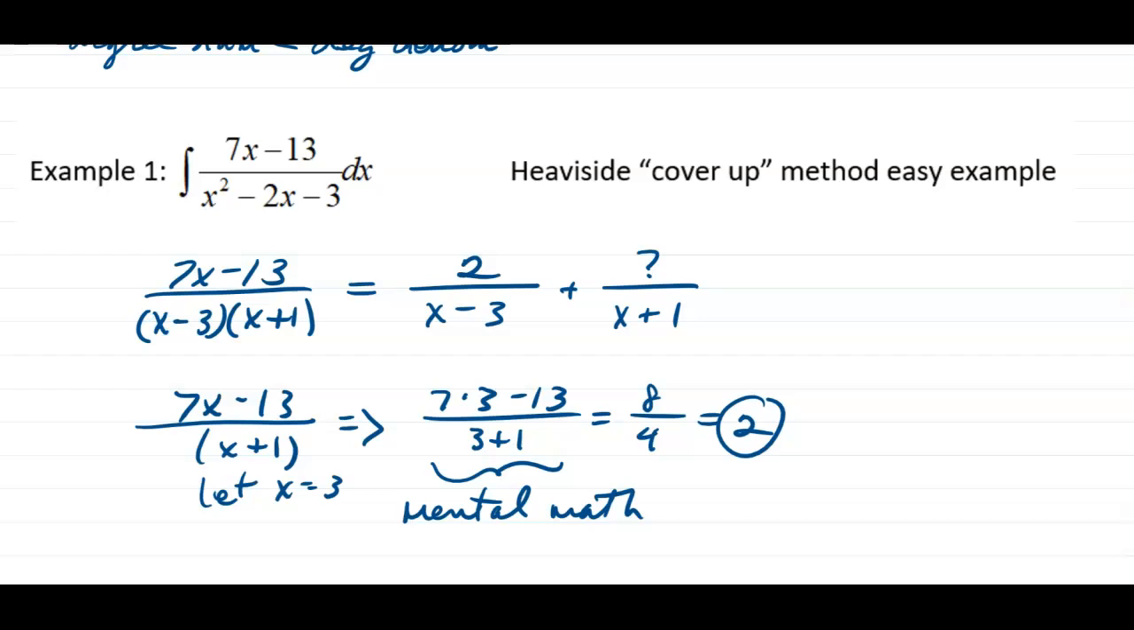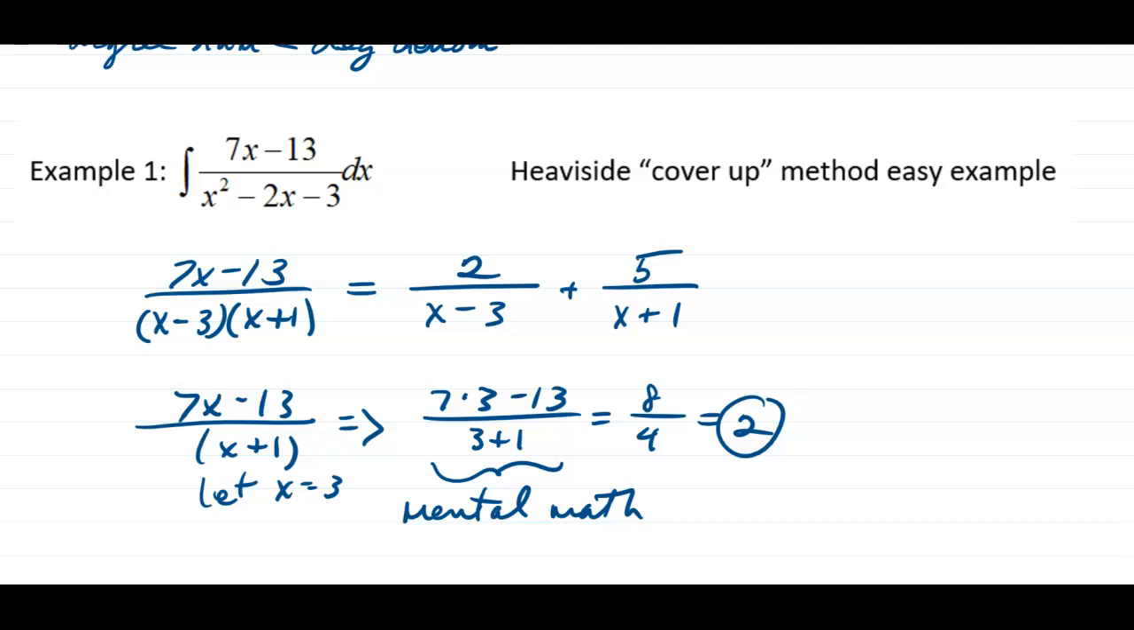For the next part of the cover-up method, we're going to figure out what goes over x plus 1. And the process is the same. I'm not going to write as much this time when we do this, but we're going to cover up the x plus 1. And when we do that, we take the x value of negative 1, because negative 1 plus 1 is 0. And now we put negative 1 in for x. So 7 times negative 1 is negative 7. Minus 13 is negative 20. In the denominator, negative 1 minus 3 is negative 4. So we have negative 20 over negative 4, which is 5. I just did mental math there. And so that's a 5.